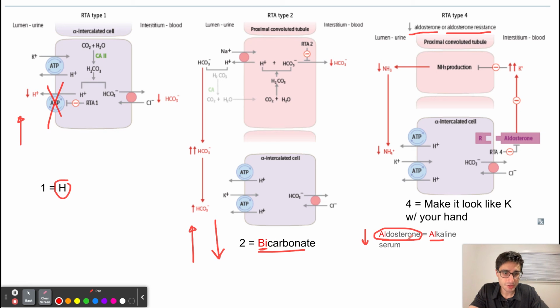And so with aldosterone, we are also going to have high potassium levels, and this is going to be the only type in which we're going to see high potassium levels.